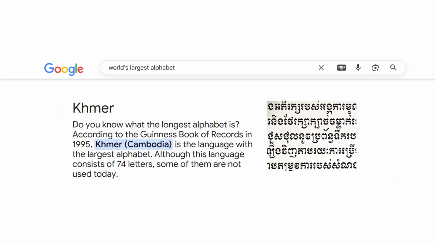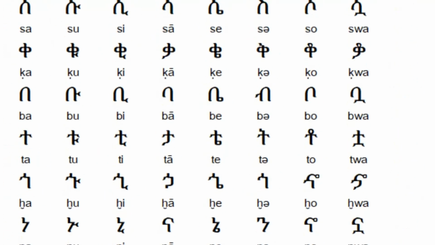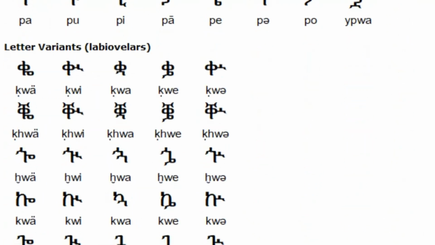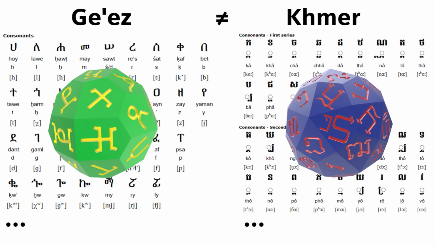Okay, remember how in the beginning of the video I mentioned that there are some misconceptions about the Khmer script's status as the largest alphabet in the world? Well, the thing is, it's not an alphabet. It's an Abugida. More than that, it's not the largest Abugida. For instance, Ge'ez, the script of Ethiopia and Eritrea, uses more than 200 symbols. Of course, Ge'ez and Khmer function in very different ways. However, both are considered Abugidas.